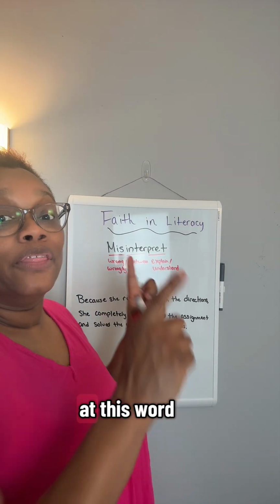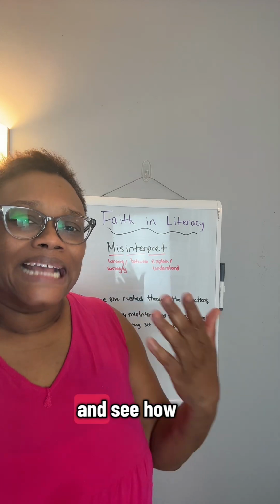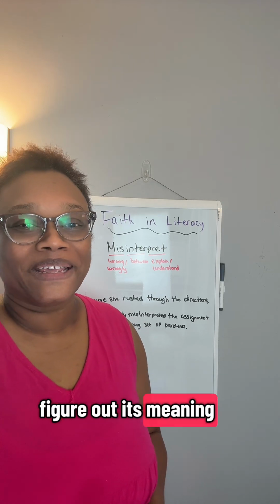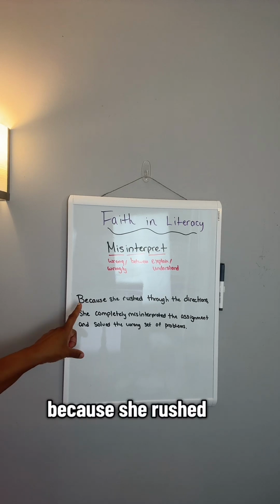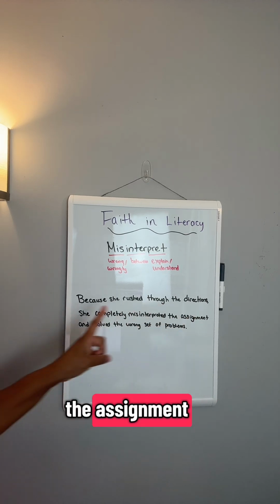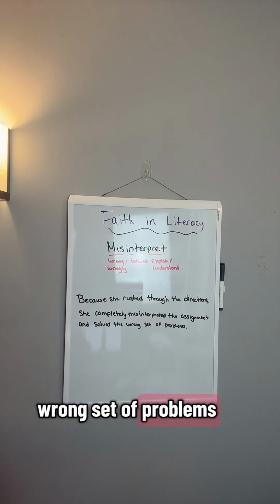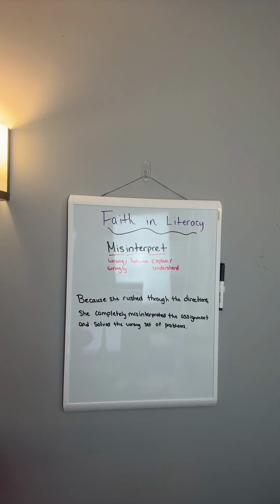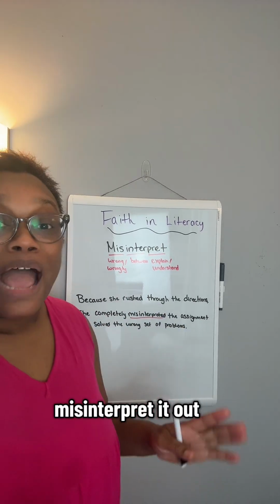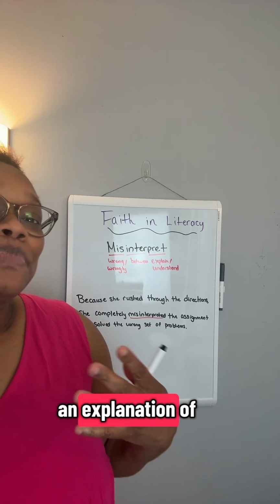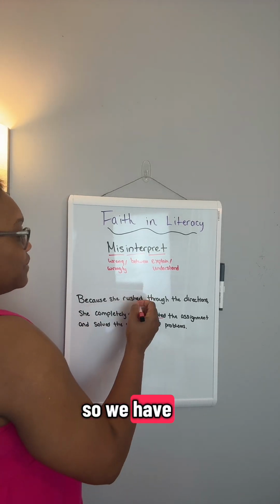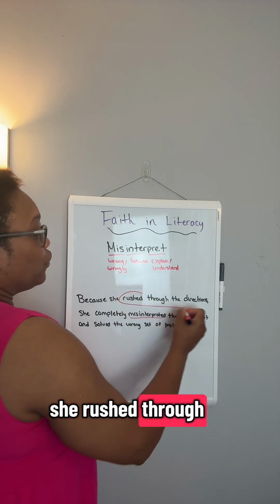Now, let's look at this word used in a sentence and see how we can break down the sentence using context clues in order to figure out its meaning. Because she rushed through the directions, she completely misinterpreted the assignment and solved the wrong set of problems. So let's take a look at our word, misinterpreted. Now here we have an explanation of the mistake. So we have the clue that she rushed through the directions.